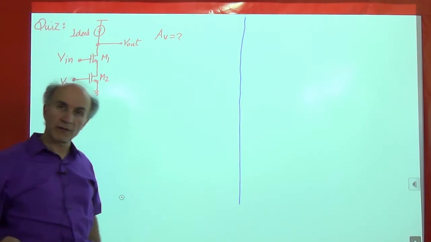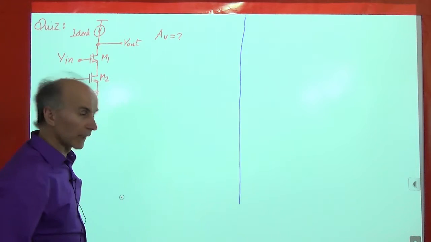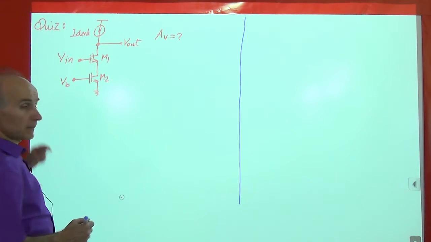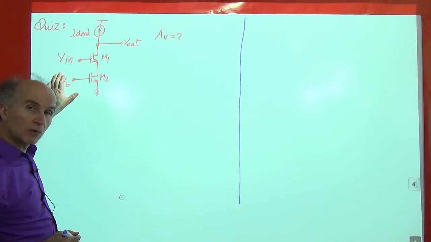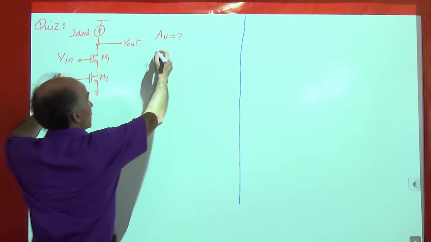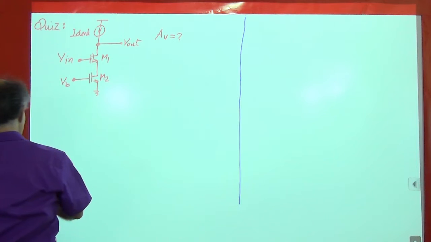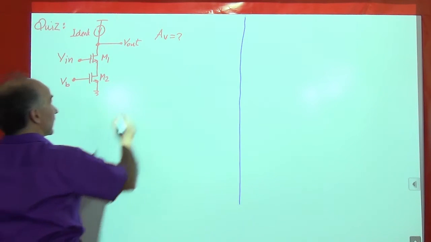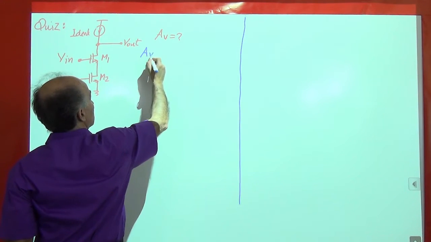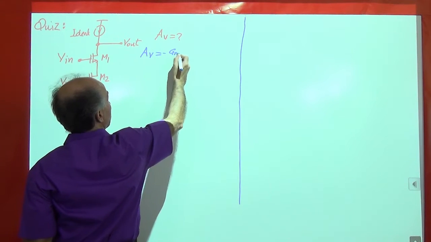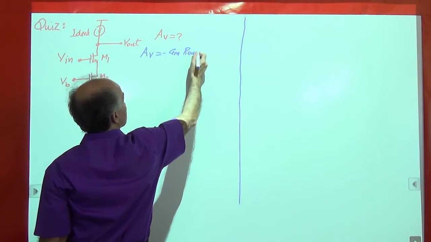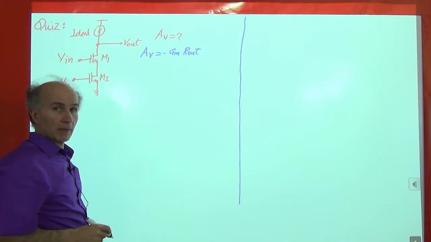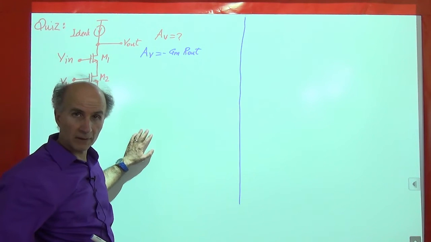All right, so what do you think? Well, we would expect that the gain should be pretty low. Why? Well, we go back to our general equation. Let me change the color of the pen. So we have AV equals minus GM R out. Okay, so one at a time. Let's look at R out first for simplicity.